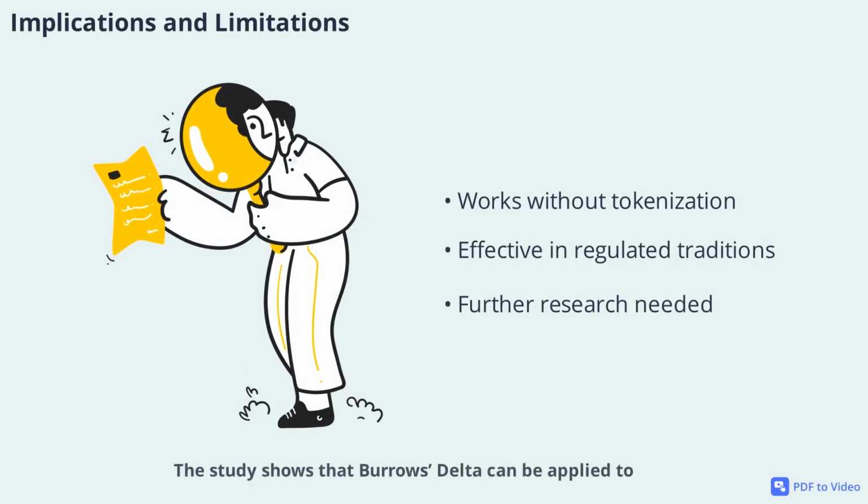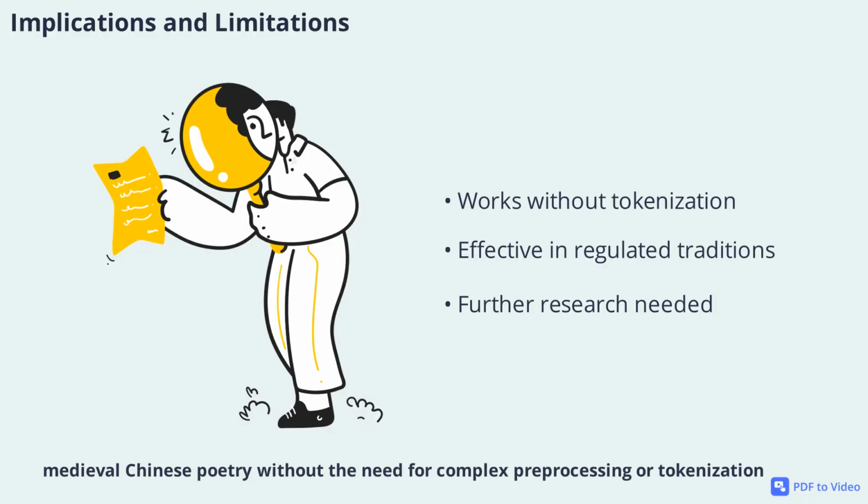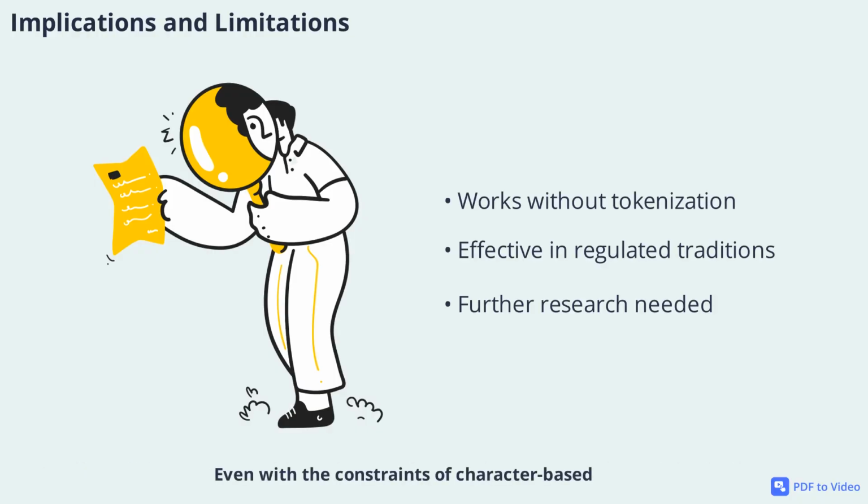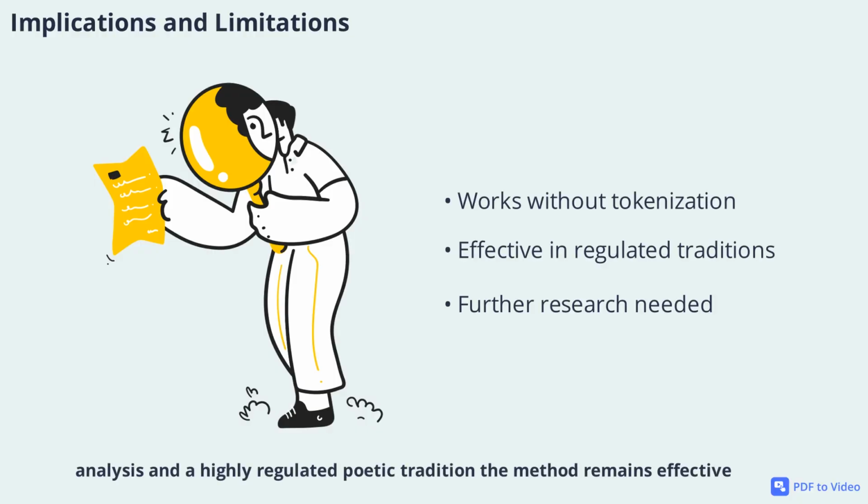The study shows that Burrows Delta can be applied to medieval Chinese poetry without the need for complex preprocessing or tokenization. Even with the constraints of character-based analysis and a highly regulated poetic tradition, the method remains effective. However, further research could explore its limits, such as using more authors, fewer tokens, or smaller samples, to see where the method might break down. For now, the results are promising for anyone interested in computational authorship studies in non-European languages.